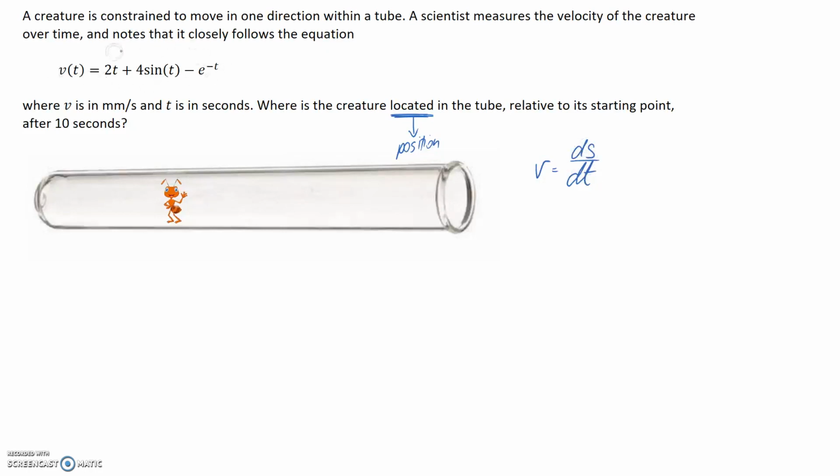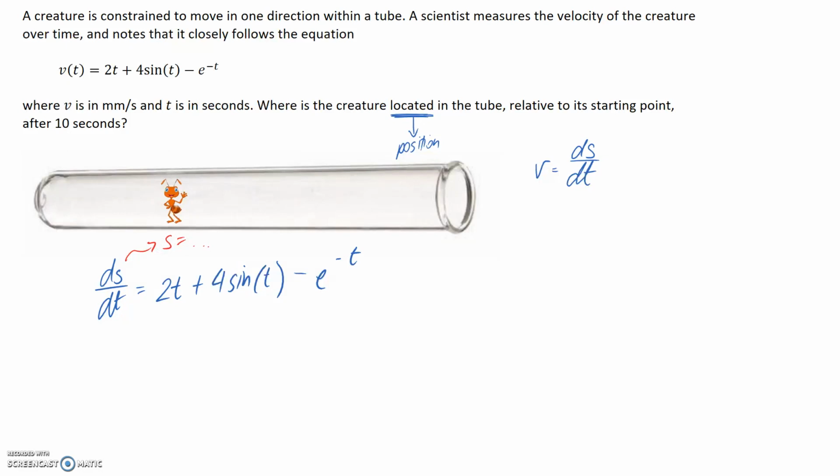So let's substitute that into our equation for velocity. Rather than writing it as v, we're going to write it as ds on dt, and it's equal to this mess on the other side, minus e to the negative t. So now what we want to do is get an equation for s on its own. That's going to involve solving the differential equation for the general solution.